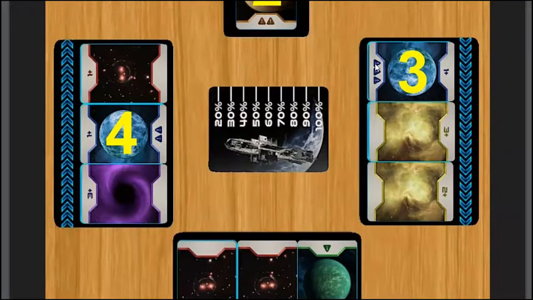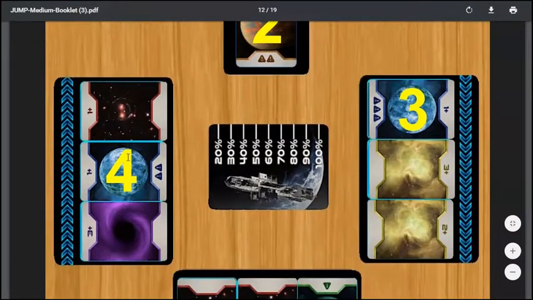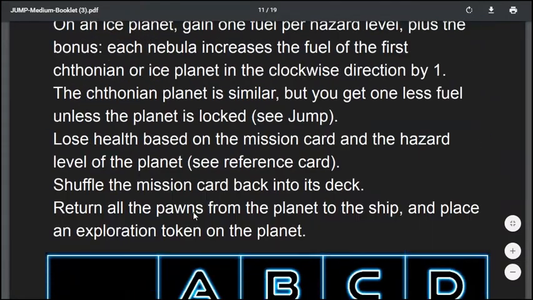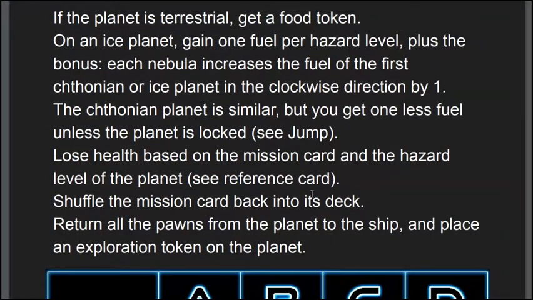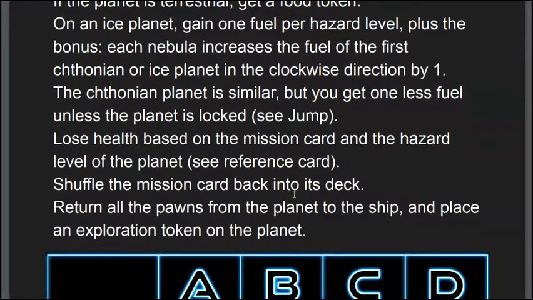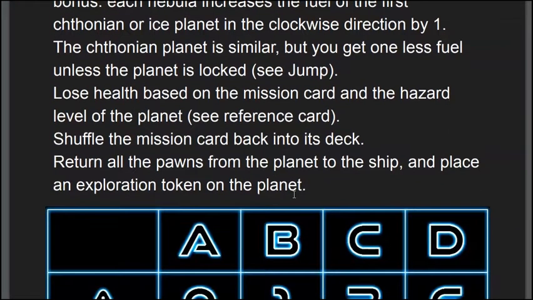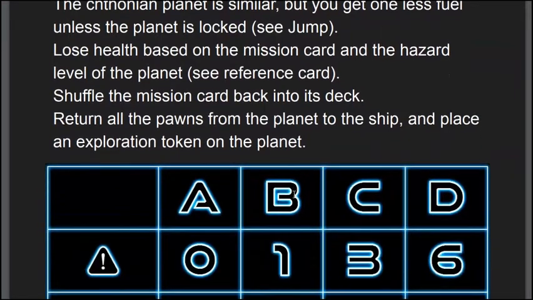Okay, the fuel, you're making me think that this is the fuel symbol. 3, 2, why 4? Maybe because of the other cards that are with it. And of course, I haven't read it immediately. Mission card, the hazard level of the planet. Oh, that's probably it, it seems like the exclamation points must be the hazard level, right? Okay.